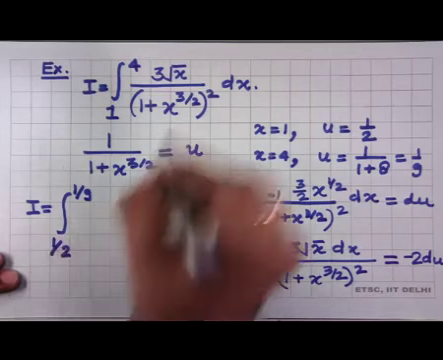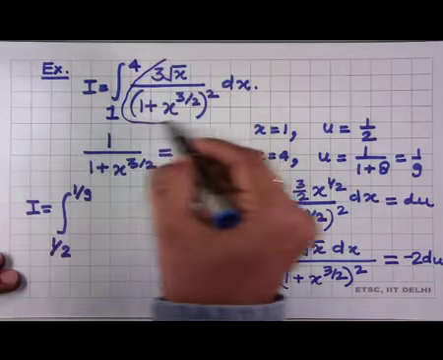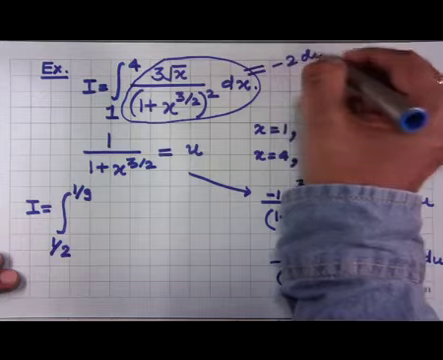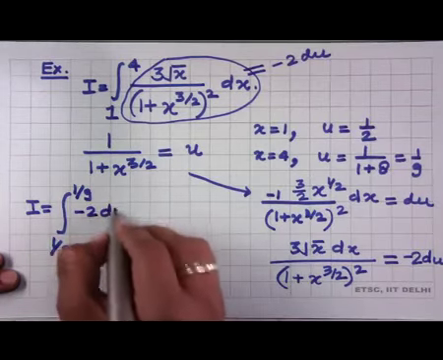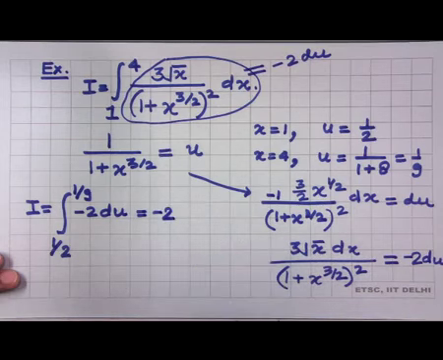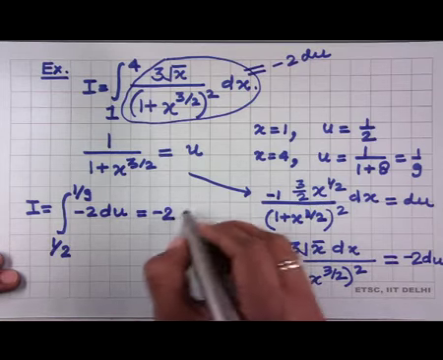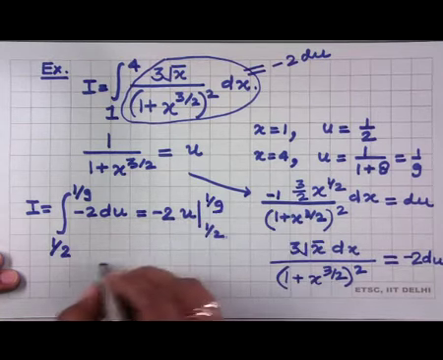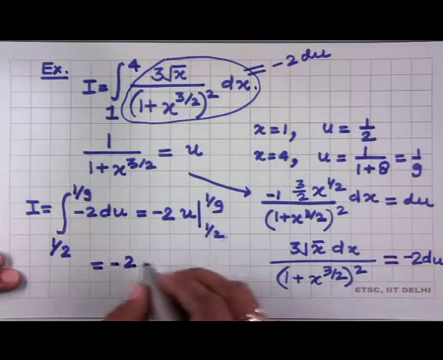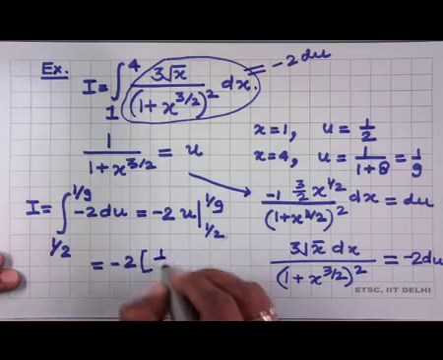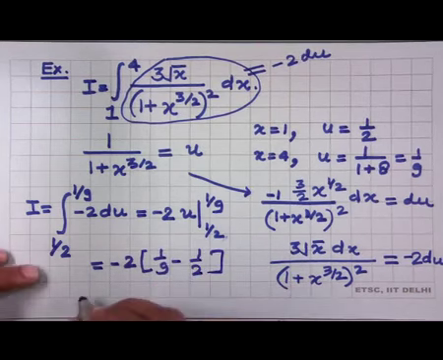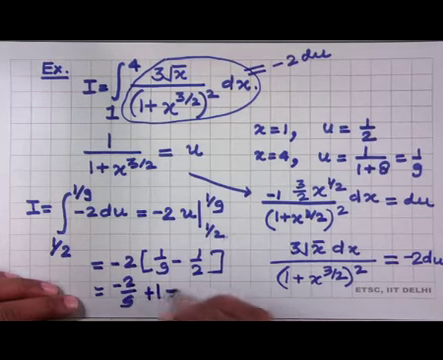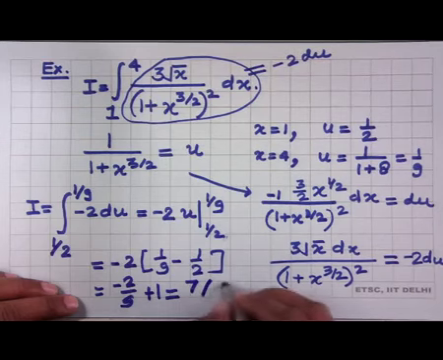So, this whole expression is now replaced by minus 2 du, and you know what is the antiderivative of a constant. So, you get here u from 1 by 2 to 1 by 9, minus 2 times (1 by 9 minus 1 by 2), which is minus 2 by 9 plus 1, that is 7 by 9.